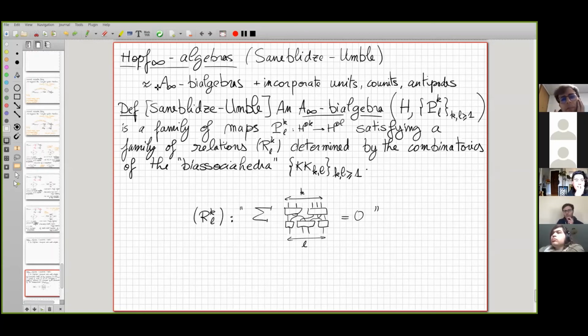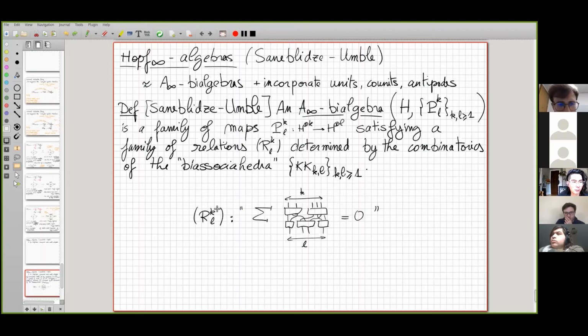Okay, and these maps go from h power k to h power l, and then they satisfy some relations. For each k and l, there will be a relation, and these relations are determined by the combinatorics of some polytope, in analogy with how the infinity relations are determined by the associahedron. These relations are determined by a polytope that they call the biassociahedron. So for any k and l, you have a polytope, and imagine that the relation looks like that.